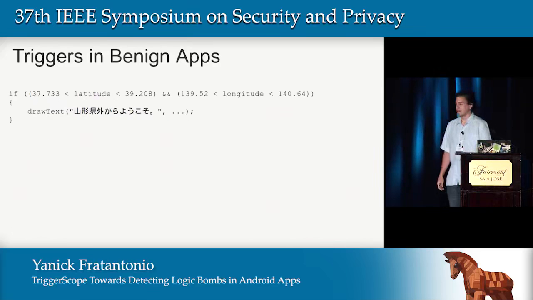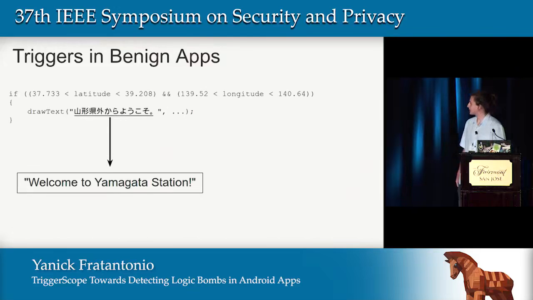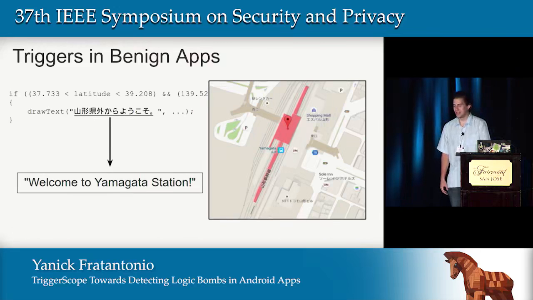Another application we found was containing a check against latitude and longitude. So it was comparing the current location with these hard-coded constants. And then when this was satisfied, a Japanese text is written. Of course, I have no idea what it means. According to Google Translate, it means welcome to Yamagata Station. And since we did not trust it, we actually checked, and it seems to make sense.